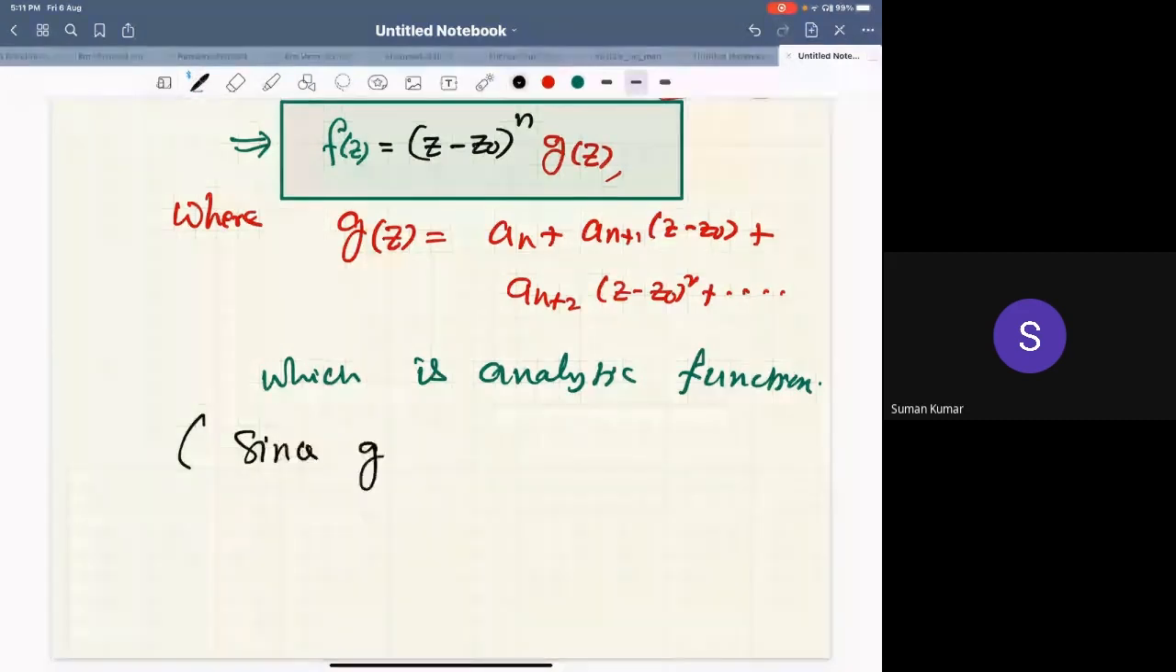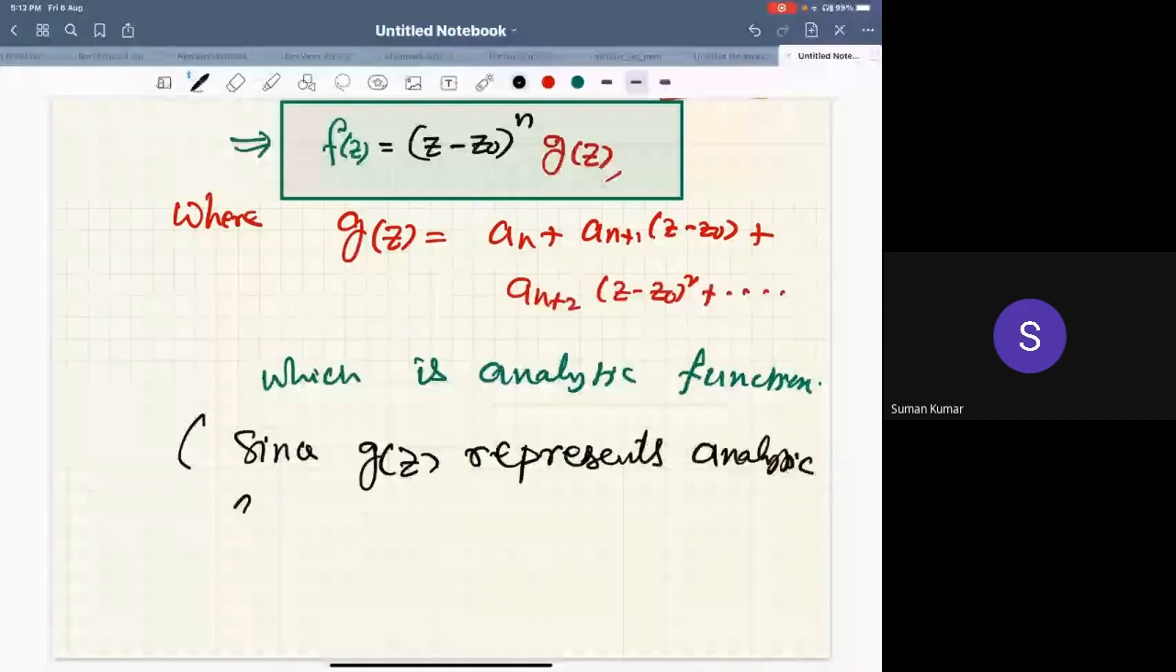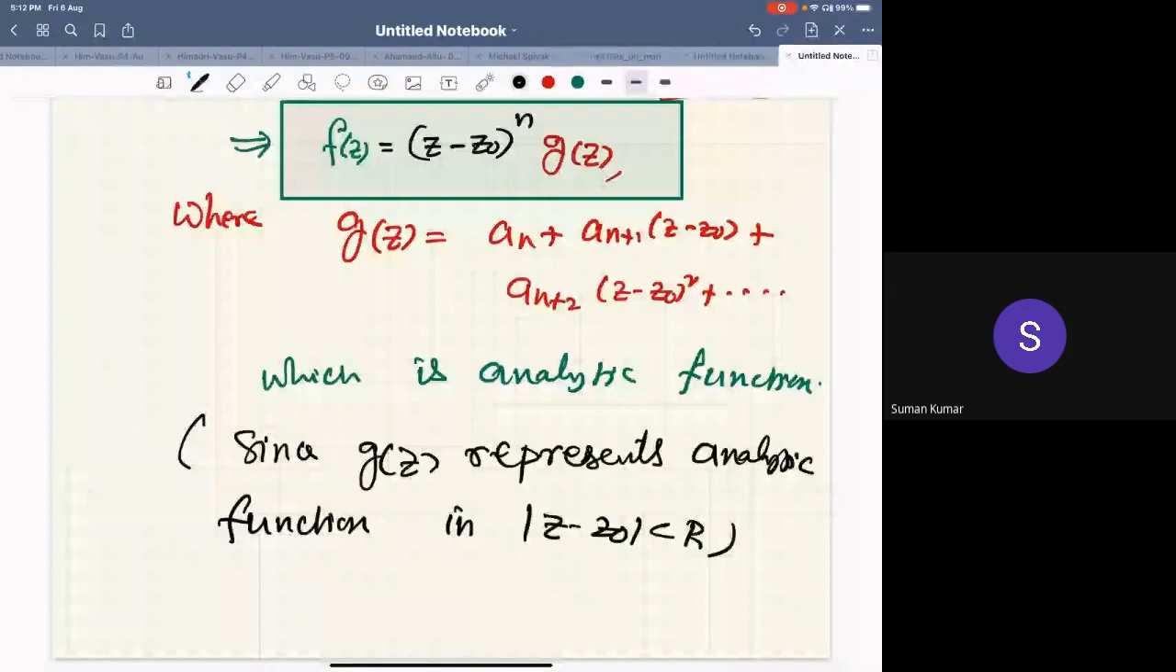Since g of z represents an analytic function in mod z minus z naught less than r, therefore this is an analytic function. Therefore, if z equal to z naught is a 0 of order n, my f of z can be written as z minus z naught whole to the power of n into g of z.